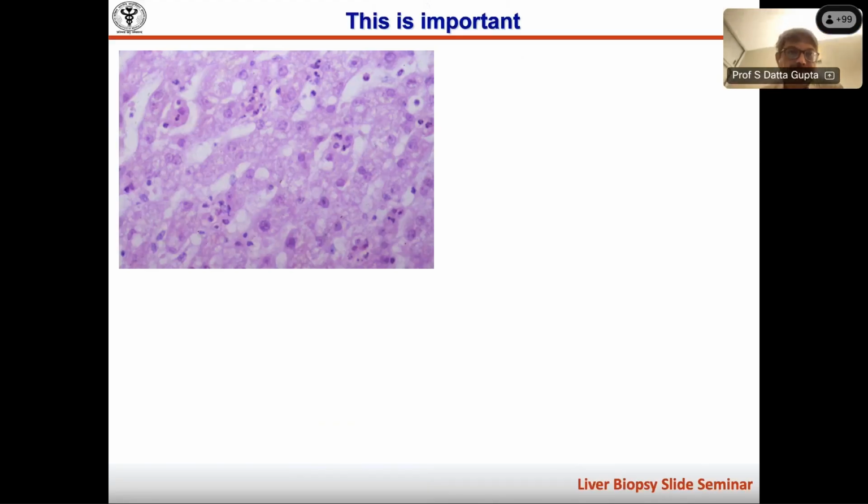Now see this. What is your diagnosis in this? Anyone? Just for fun, let's see. Neutrophils are seen in the sinusoids. Very good. Somebody said neutrophils. Very good. Anything? CMV. CMV. Okay.